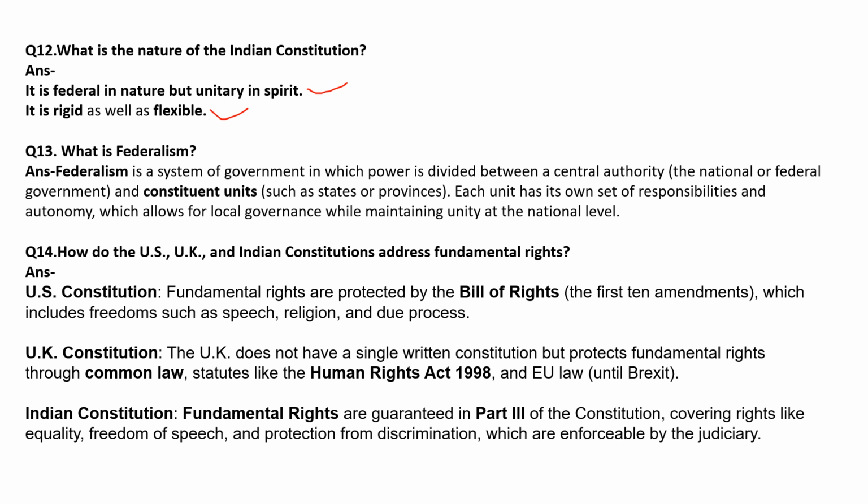Federalism is a system of government in which power is divided between a central authority, that is the union, national or federal government, and constituent units like states in India and provinces or states in the US. Each unit has its own set of responsibilities and autonomy, which allows for local governance while maintaining unity at the national level.